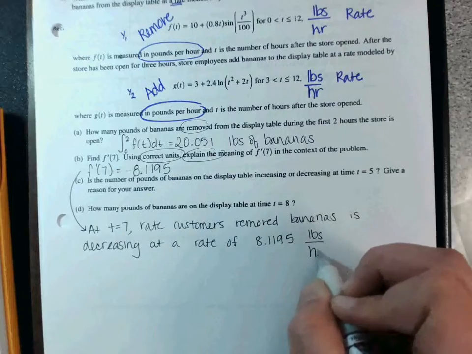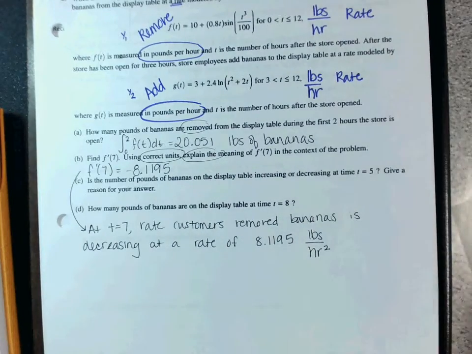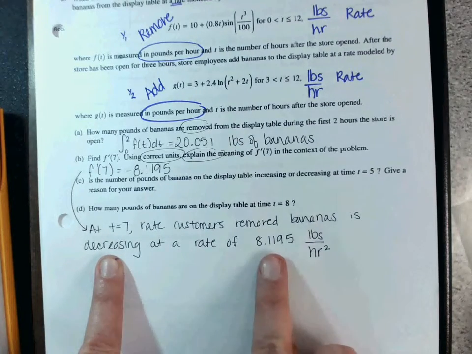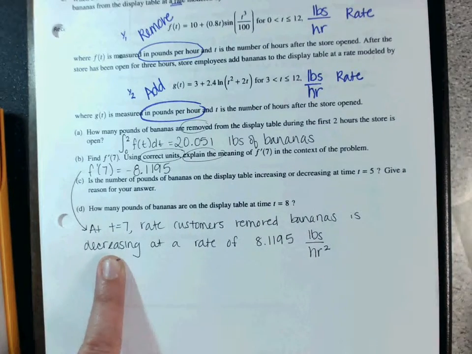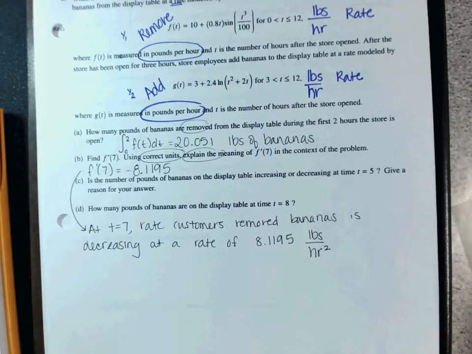Pounds per hour squared. Now, one other thing, I know I've said this, but in case you didn't hear it, if you say decreasing, don't also put a negative here. Because then it's like, I didn't not do my homework, and then you lose it. So just don't do it. Okay?